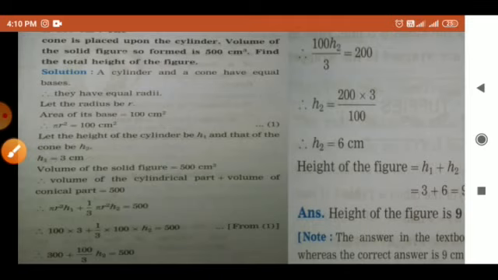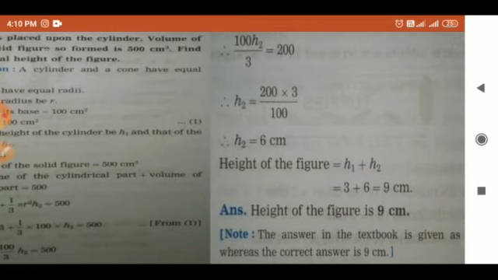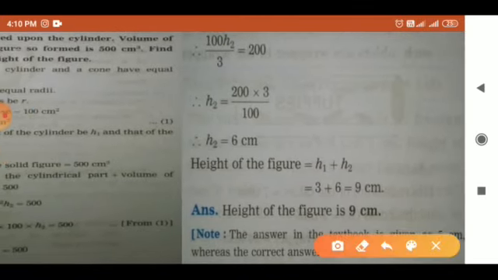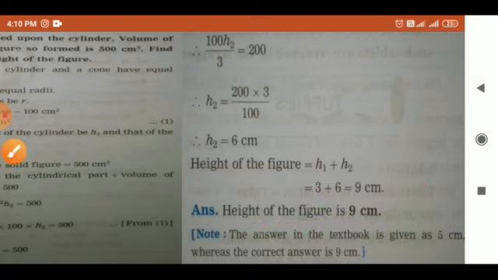So now what we have to do is only add both the heights. The height of the total figure is h1 plus h2, so 3 plus 6 is 9. Therefore the height of the figure is 9 centimeter. And the answer in the textbook is given as 5 centimeter, whereas the correct answer is 9. So just check it.